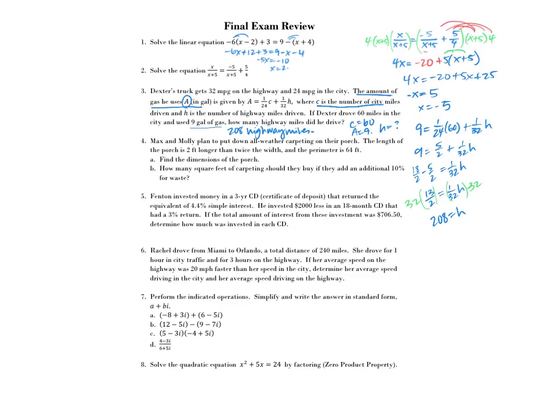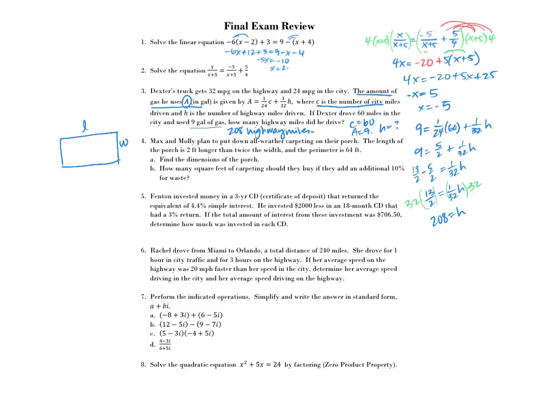Max and Molly plan to put down all weather carpeting on their porch. The length of the porch is 2 feet longer than twice the width, and the perimeter is 64 feet. First, I want to find the dimensions of the porch. So, I think we're assuming that the porch is a rectangle. So it'll have some length and some width.